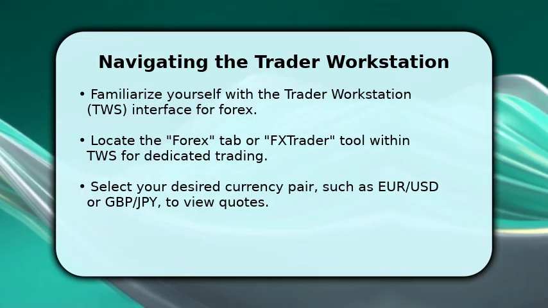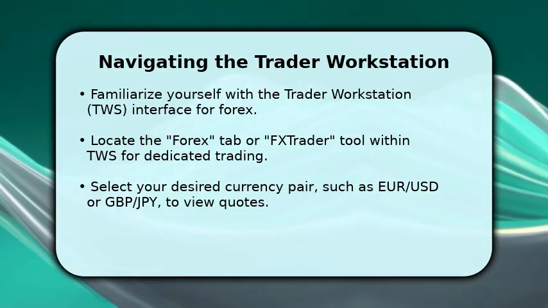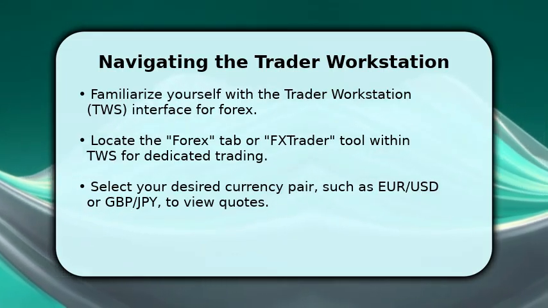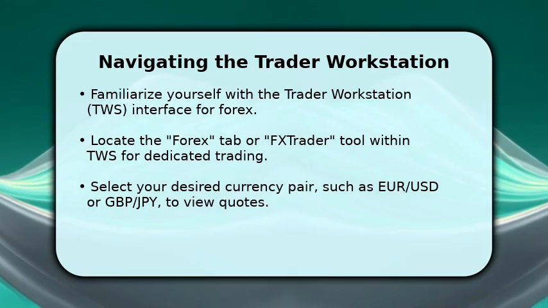You can then select your desired currency pair, like the euro versus US dollar or the British pound versus Japanese yen, to view its current bid and ask prices.